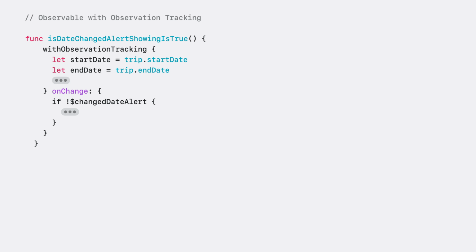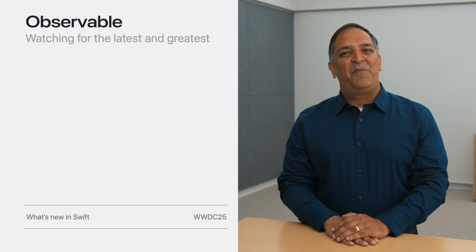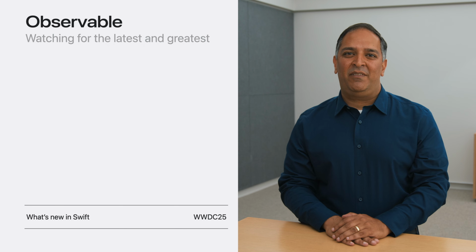If we wanted to observe changes to our trip's start and end dates, we could add this function dateChangedAlert, so that if the user changes the dates, we post an alert. We can observe many of the local changes made to our persistent models this way, and it is very useful for changes made locally. For more details and the latest on Observable, check out What's New in Swift.